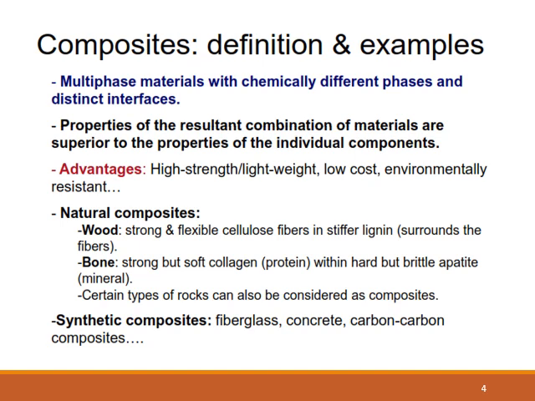Then concrete, for instance, is another example of a synthetic composite, where you have the aggregate and you have the cement. So the cement paste, the aggregate, that is the sharp sand and the gravel, all of them form different phases in the composite material. There are so many other advanced composites, like the carbon composite. So we're going to look at some of them in the course of this class.